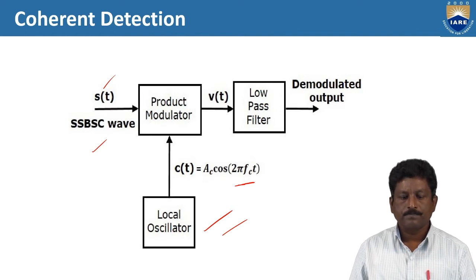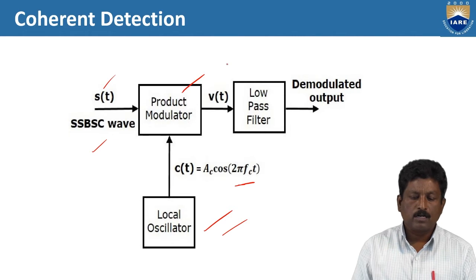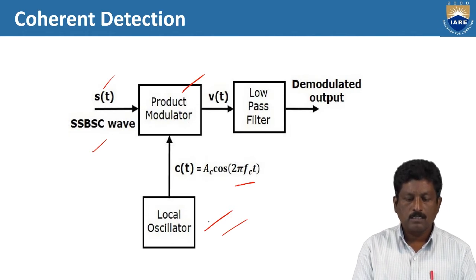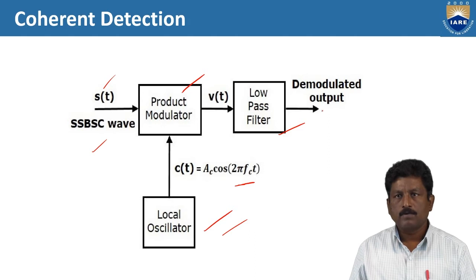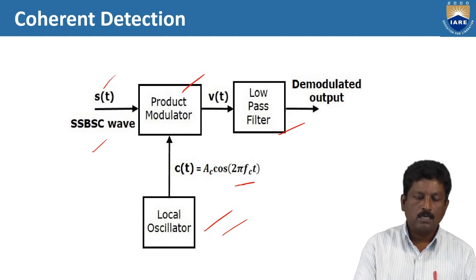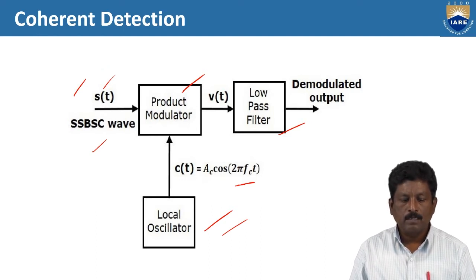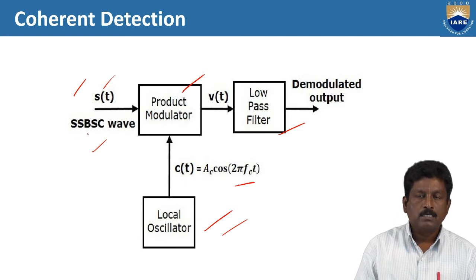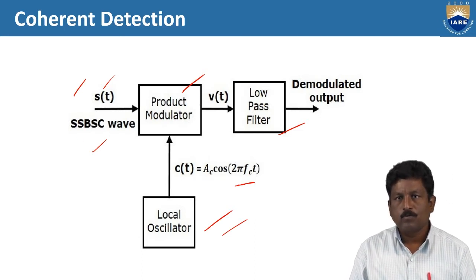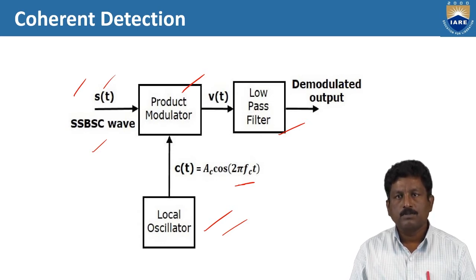You can see here the components: product modulator, local oscillator, and low pass filter. Along with these three components, there is a received input, which is the modulated wave S of t. S of t may be SSBSC, single sideband suppressed carrier. In AM, we transmit the carrier signal and two sidebands. Whereas in the DSBSC wave, double sideband suppressed carrier, we transmit only two sidebands and suppress the carrier also.